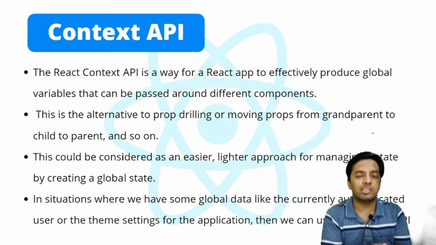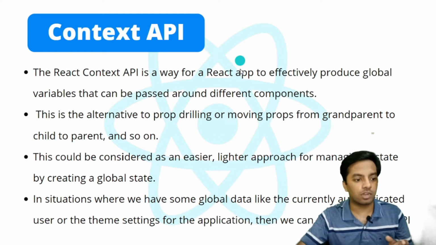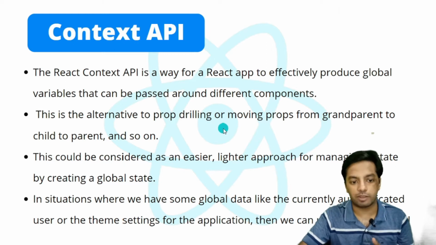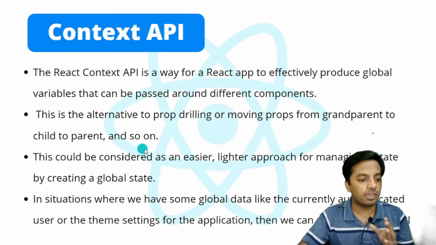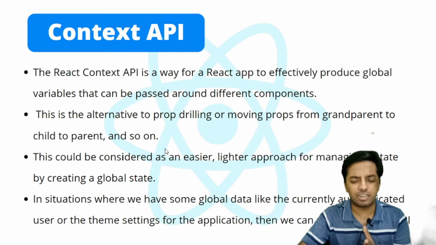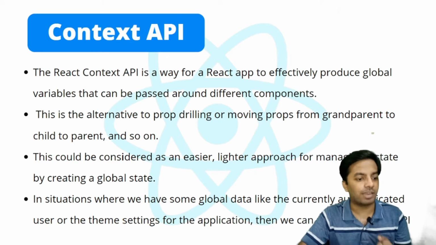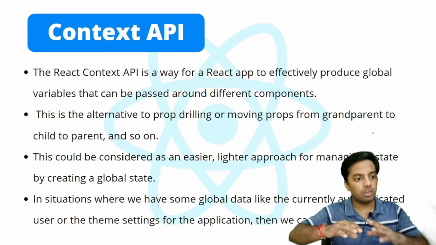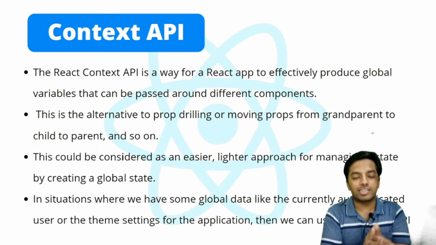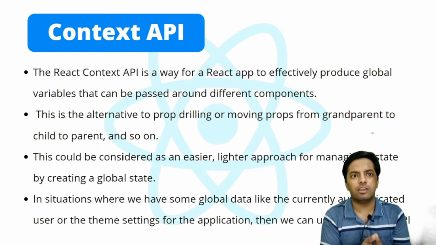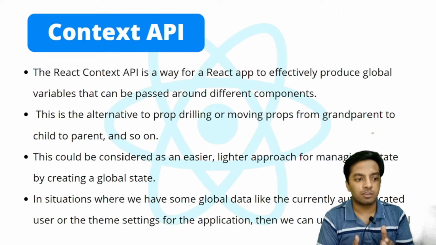So React Context API overcomes this issue. It overcomes the issue of prop drilling. Okay. And this could be considered an easier and lighter approach for managing state by creating a global state. So the Context API could be treated as a way of providing the global state, the state that could be accessed by all components.